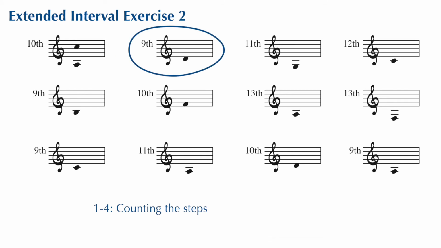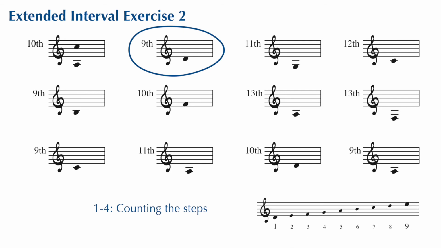Number 2, we're going to write a ninth above this D. Start counting your notes from that D. 1, 2, 3, 4, 5, 6, 7, 8, 9. So a ninth above this D is the top space E.